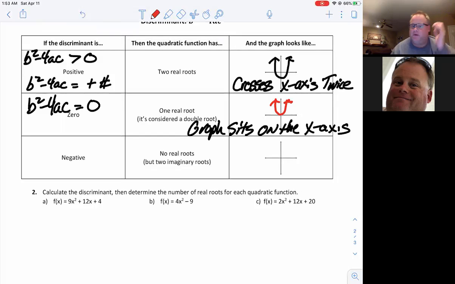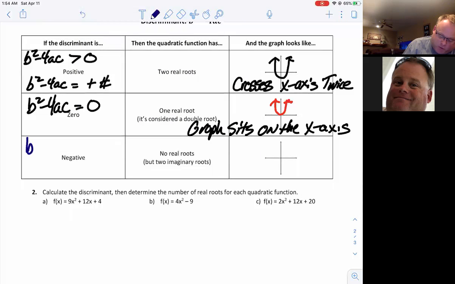Now, it doesn't have to be crossing the y-axis like I have it, but the bottom line is the graph is going to sit on the x-axis, okay? It doesn't matter which way it's shifted along the x-axis, but it's sitting right on it. It doesn't go down below it. It sits on it. That's when the b squared minus 4ac is equal to 0. So if you get the square root of 0, it's just 0, right? Okay.